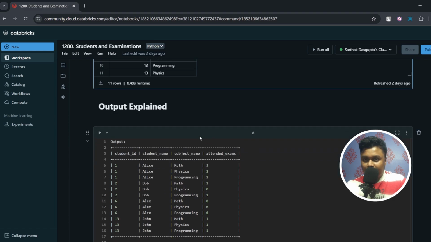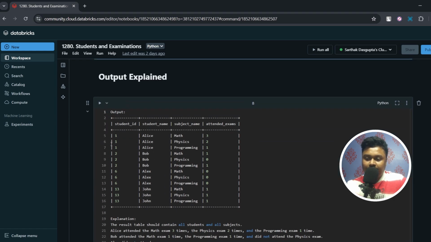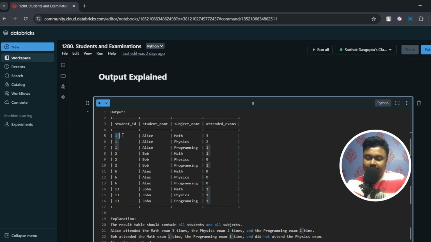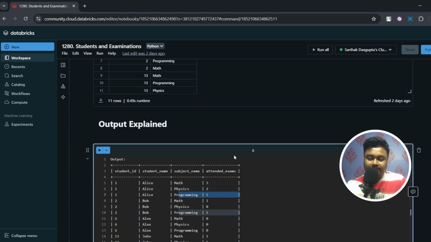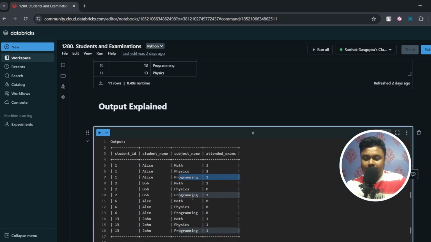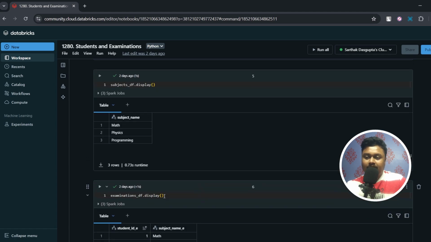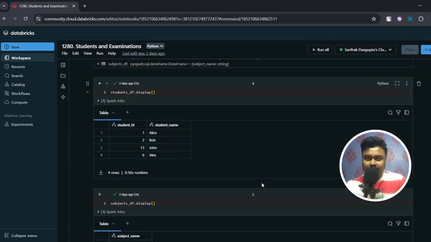Now let's try to understand what our output should be. Basically, we have to list out all the student IDs along with their names and all the subjects that they study. Now out of those subjects, how many exams has each student given? Based on the result, student ID 1, that is Alice, for subject maths has given 3 exams in total. For physics, she has given 2 exams, and for programming, she has given 1. The number of exams comes from the examination table, while the subject name and the student data come from the subject and students tables respectively.